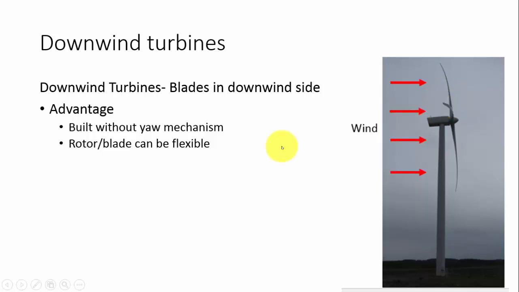Here the rotor blades can be flexible, because even if the wind is blowing heavily, they will move towards the right hand side direction, not towards the left hand side direction, because the wind direction is like this, since it is a downwind turbine.